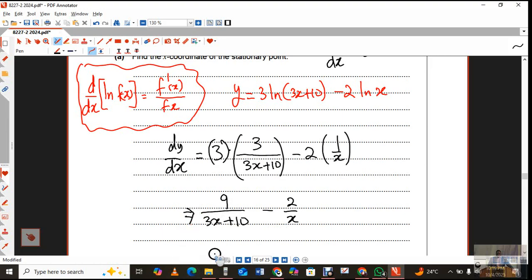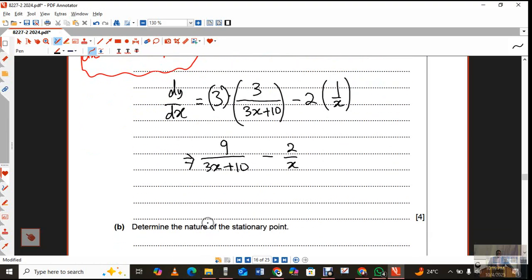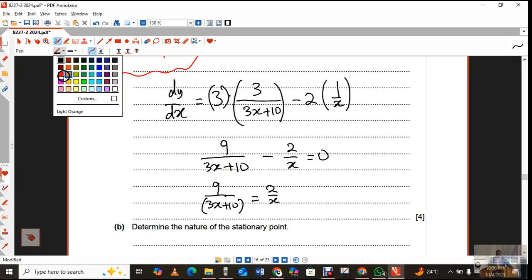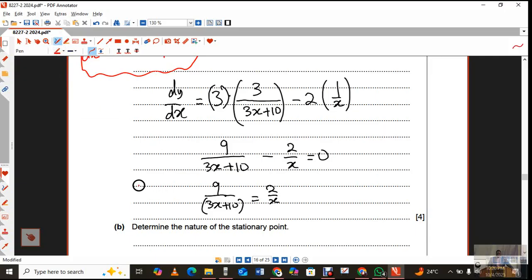Now what do they tell us? They tell us the stationary point, so dy/dx is equal to 0. Because of the space issue, I'm just going to let this equal 0 over here. Then you have 9 over 3x plus 10 is equal to 2 over x. And we're going to do a little bit of cross multiplication. I'm just going to do it on the side.